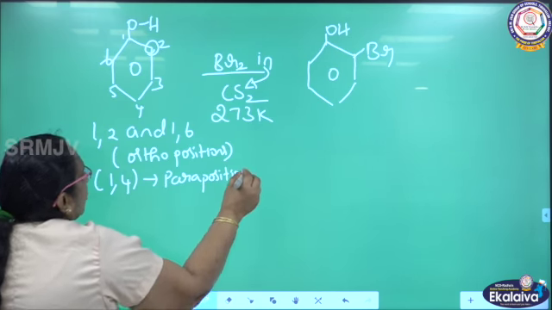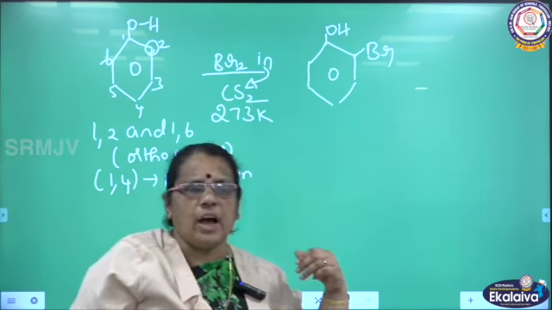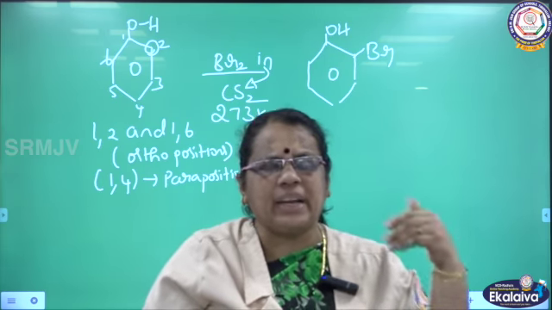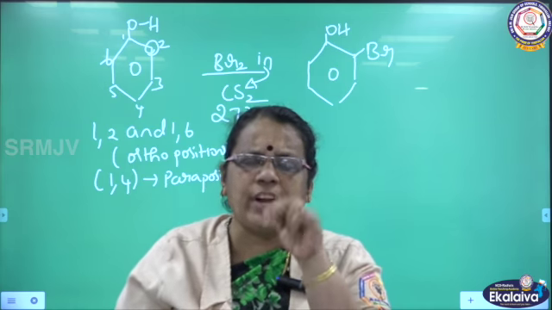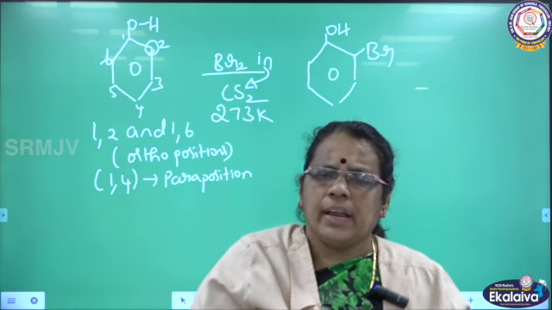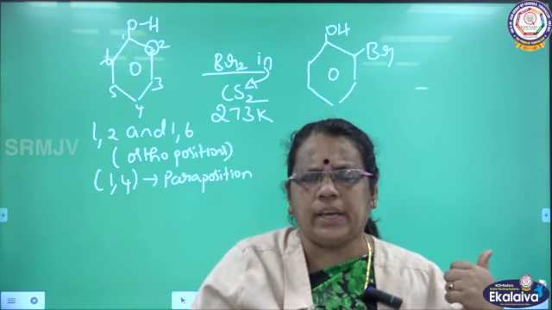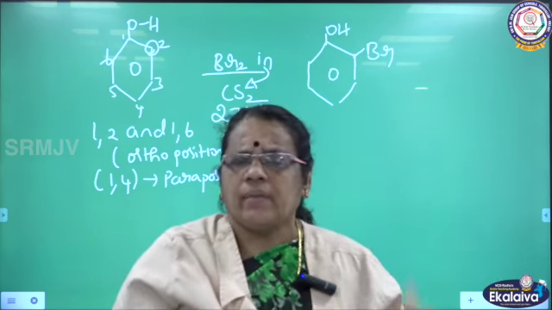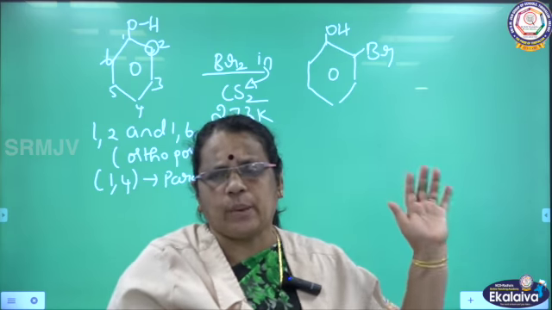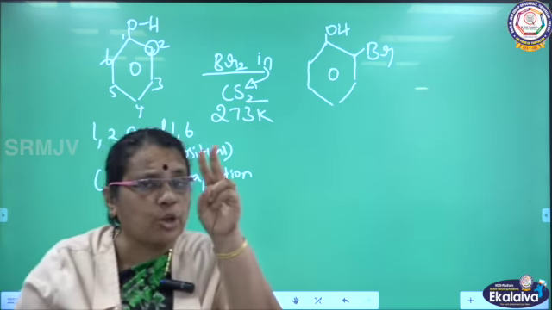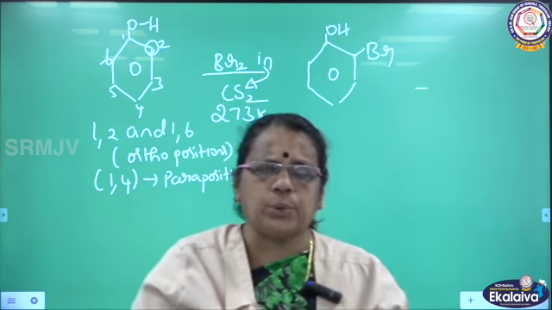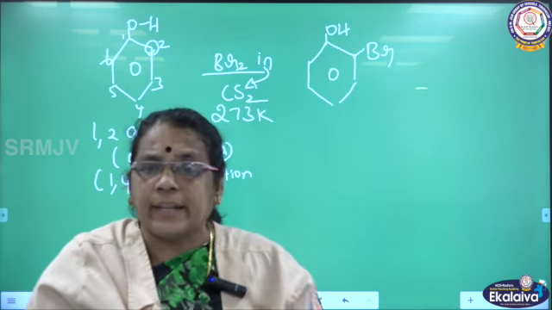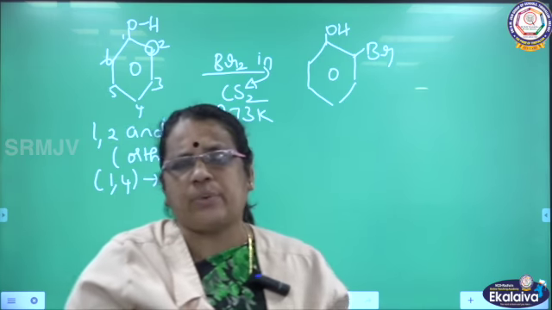So here bromine is added to phenol. There are two possibilities: bromine attacks the benzene ring in two different places. I told about the ortho positions. There are two ortho positions in the benzene ring, 1,2 and 1,6. Only one para position, 1,4. And there are two meta positions, 1,3 and 1,5.